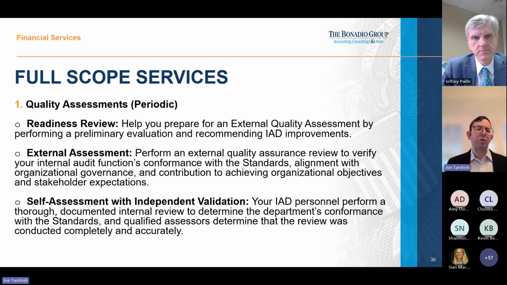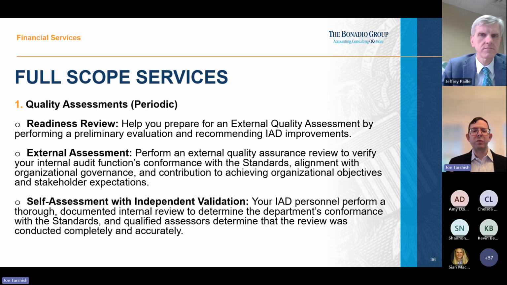Your external assessment is your typical external quality assurance review to help you verify that your IA function is conforming with the standards, is aligned with organizational governance, and further is contributing to achieving organizational objectives and stakeholder expectations. And then your modified approach is the self-assessment with independent validation. Your internal audit personnel perform a thorough documented internal review to determine conformance with the standards. And then qualified assessors, meaning the CIA, will come in and determine that the review was conducted completely and accurately.